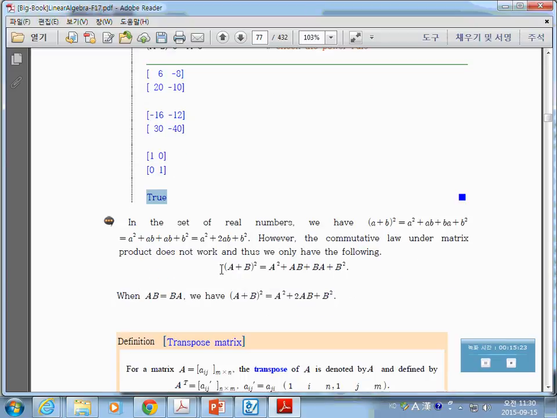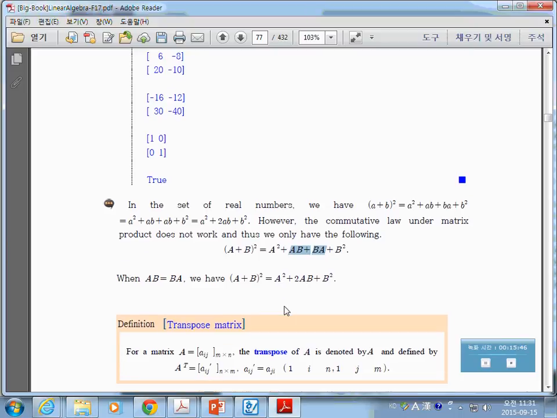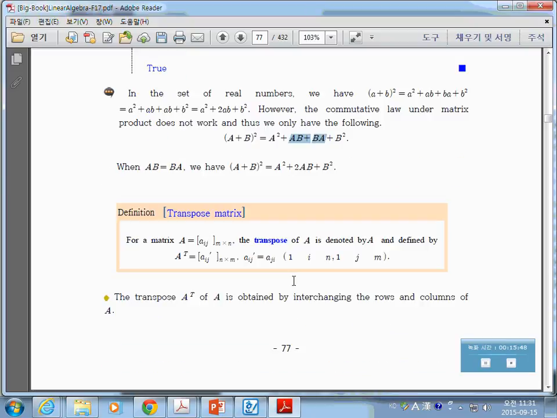Next property. The square of A plus B can be written in this way. But this is not always the same as this. This is only the same when we have AB equal to BA. If they are not commutative, we cannot simplify it in this form.